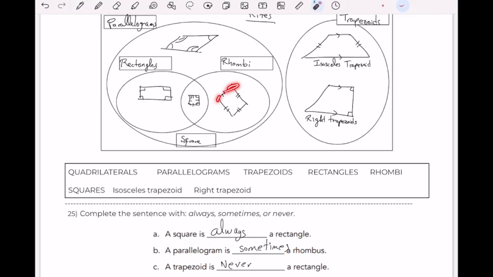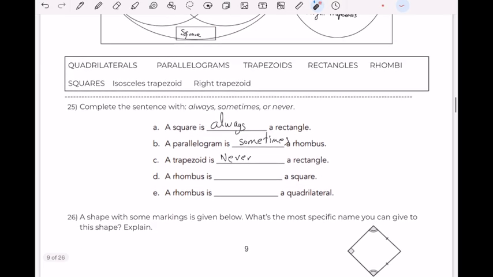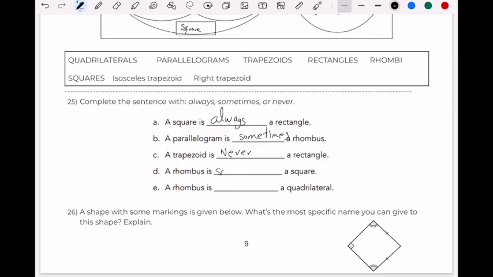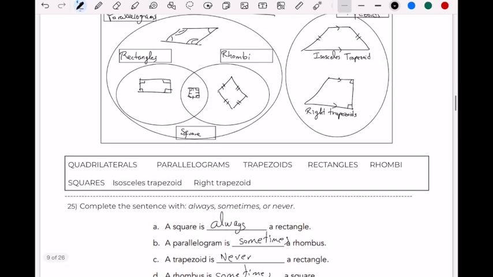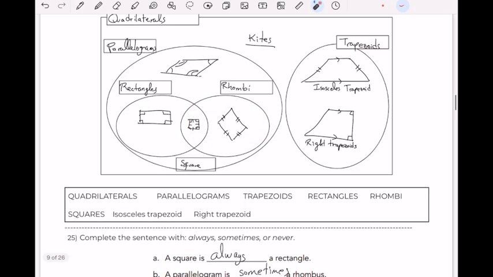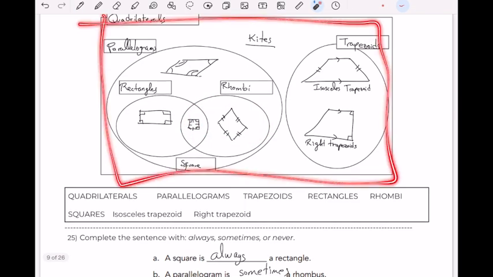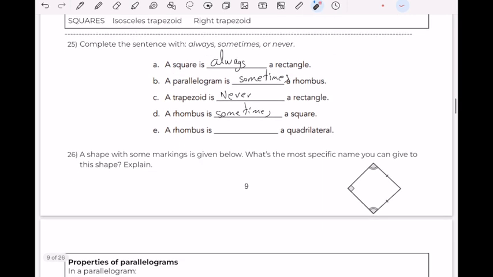A rhombus is a square. I have some rhombuses that are not squares. Squares live inside rhombi, but not always, so only sometimes. And a rhombus, well, the little bag of rhombi lives inside of the universe of quadrilaterals. So a rhombus is always a quadrilateral.